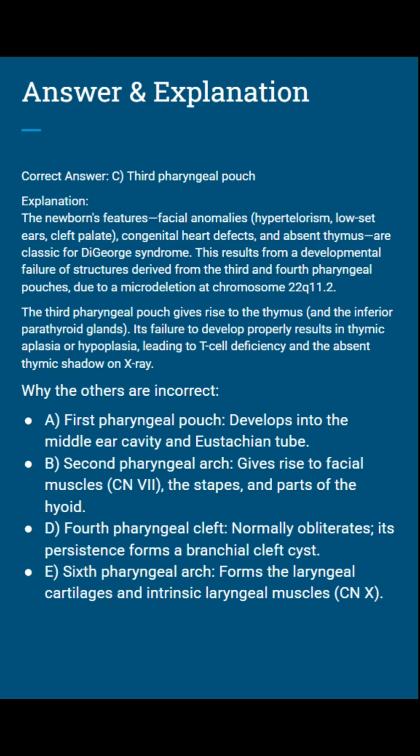Now in this syndrome, which is DiGeorge syndrome, the defect isn't isolated. A microdeletion on chromosome 22q11.2 disrupts the migration of the neural crest cells into the third and fourth pouches. This explains the full picture. No thymus from the third, parathyroid abnormalities causing hypocalcemia from third and fourth, and the characteristic heart defect like tetralogy of Fallot, because those neural crest cells are also critical for conotruncal heart development. The facial features are part of the same developmental field defect.